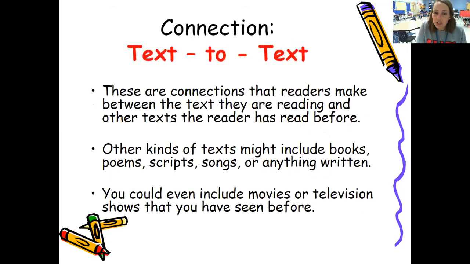The second type of connection is text to text. These are connections that readers make between the text they are reading and other texts the reader has read before. So if I'm reading a story about football and I read another story about football, and I can make some connections there, that's text to text. We can make a lot of text to text connections if we read books in the same series. So if you like Magic Tree House and you read the first book and then you read the second book, you're going to be able to make lots of text to text connections between the characters, between the events, things that have happened. So we can make lots of text to text connections that way.